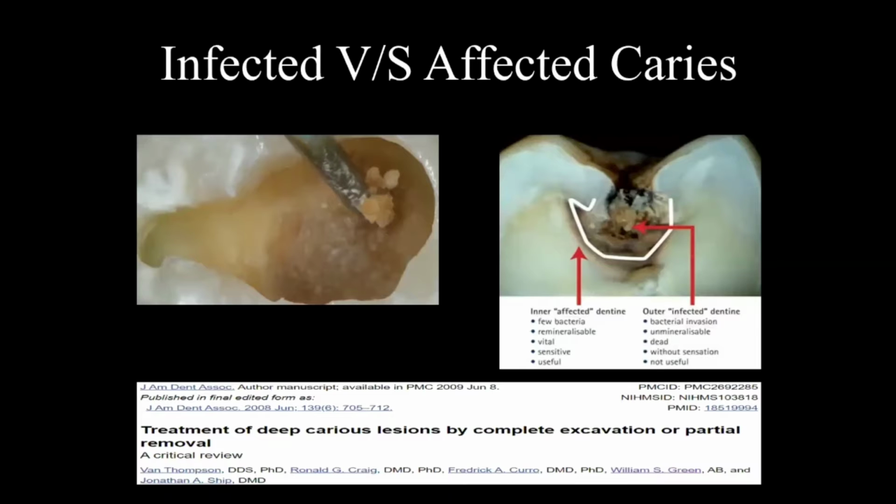Infected versus affected caries. The treatment of deep carious lesions approaching a healthy pulp presents a significant challenge to the practitioner. The traditional management of carious lesions of any kind dictates the removal of all infected and affected dentine to prevent further cariogenic activity and to provide a well-mineralized base of dentine for the restoration.